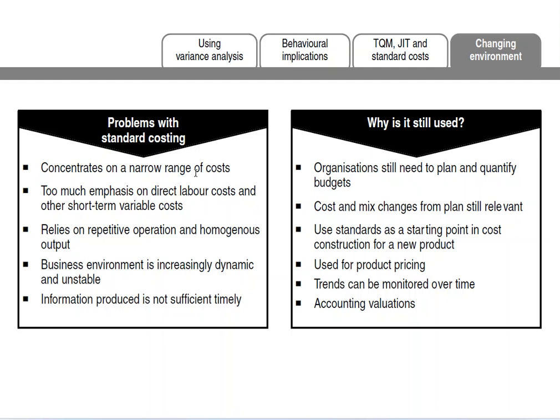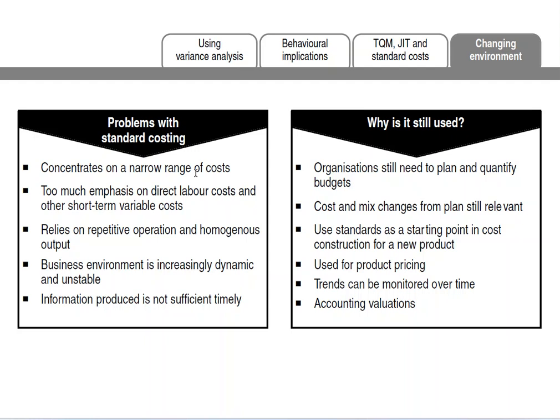Information produced is not sufficiently timely. Or maybe we produce standard costing information, but it is very late to use that. For example, in our budgets, or maybe pricing our products. So why is it still used? Organizations still need to plan and quantify budgets, even though they say something is better than nothing.